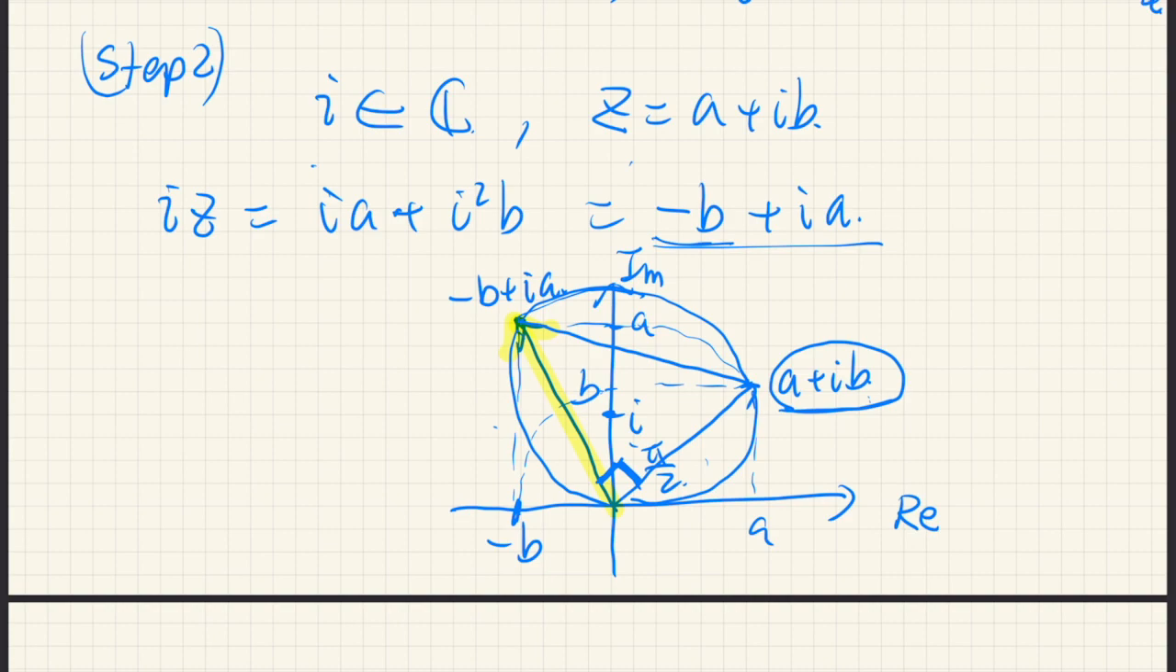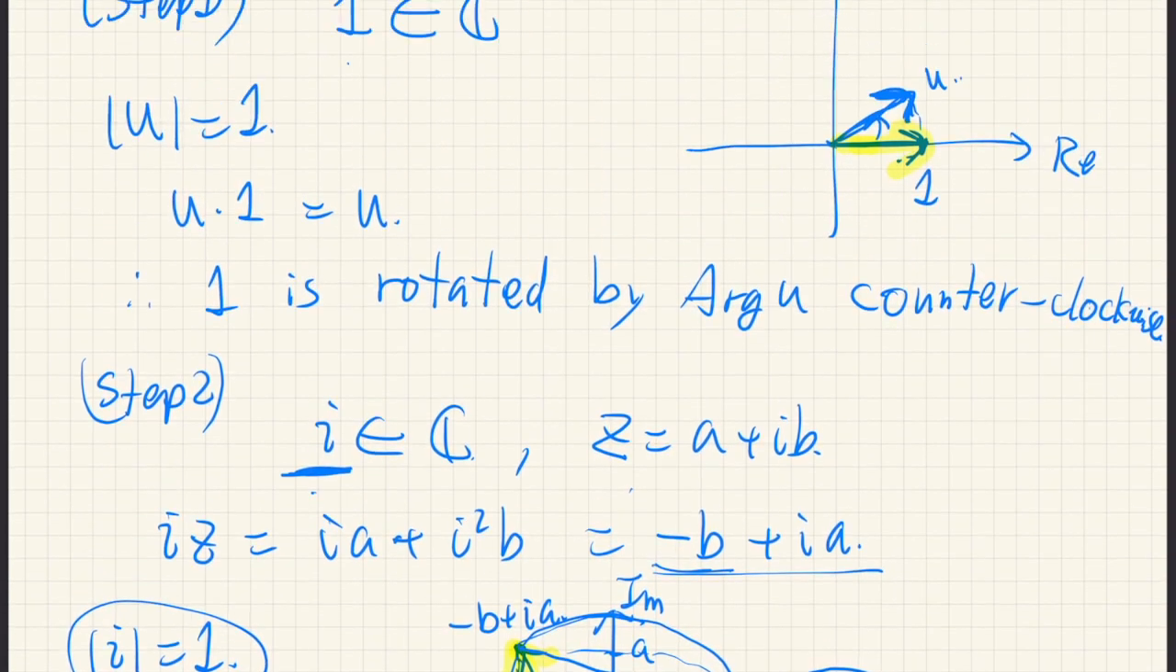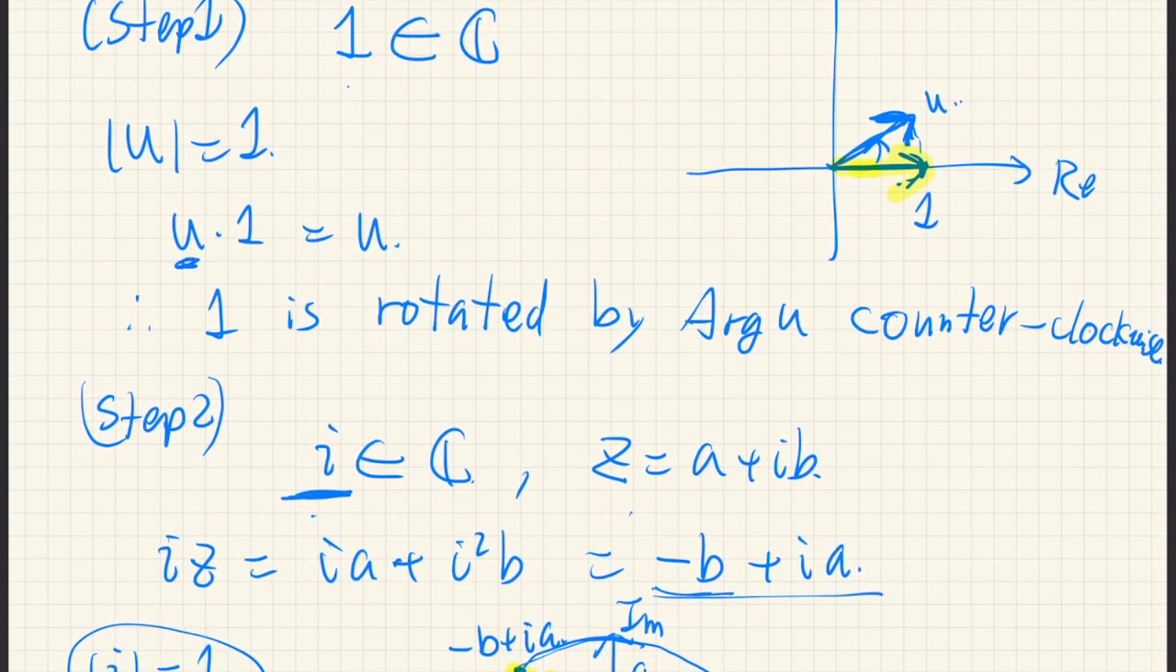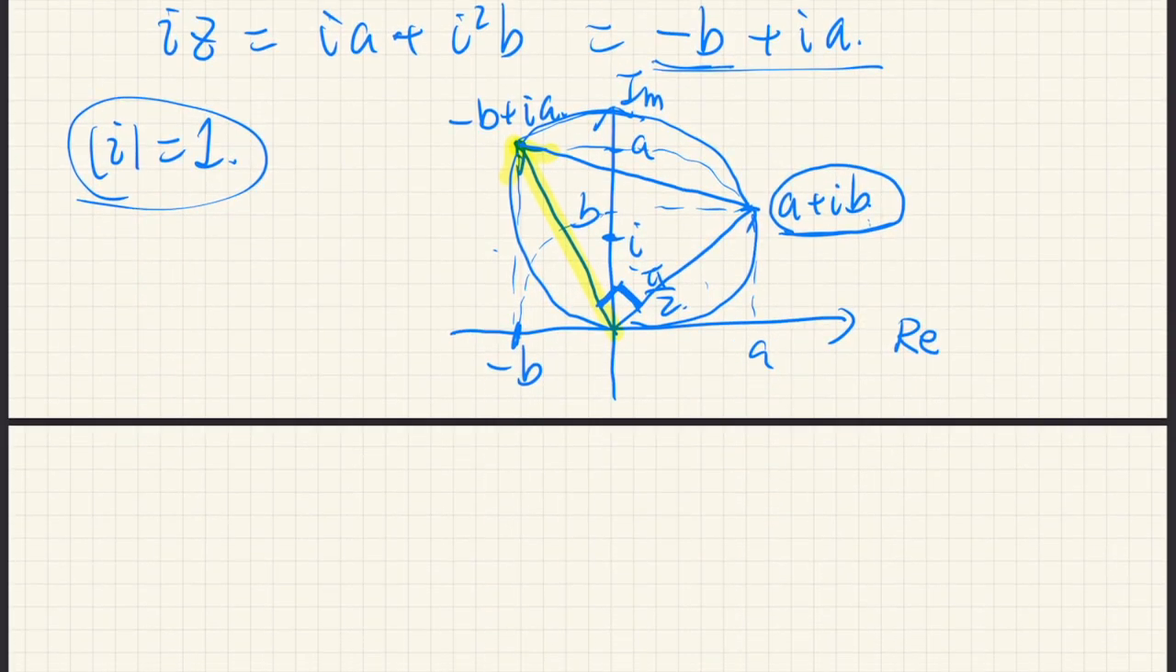And of course, the absolute value of this one, the imaginary unit, is 1. So this is a special case of the u we've been using. Anyway, first of all, the length of this one, what is it? It is the absolute value of this.